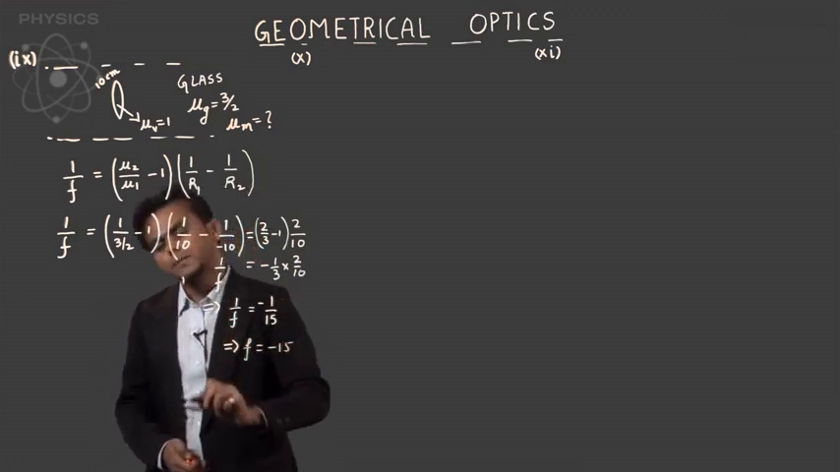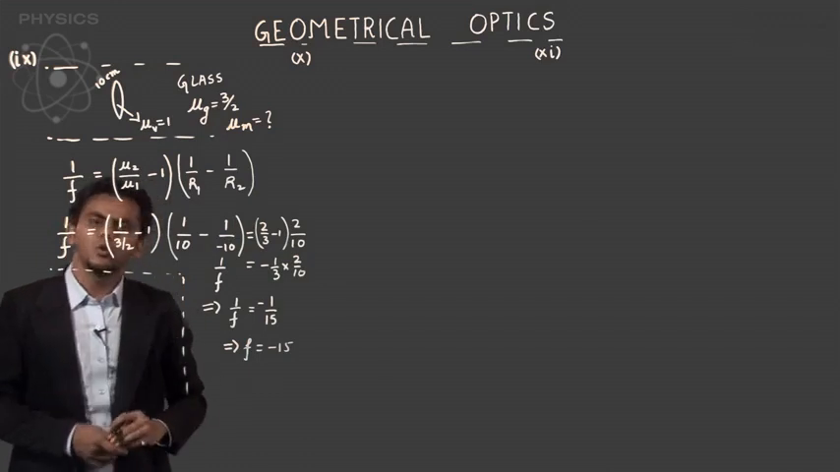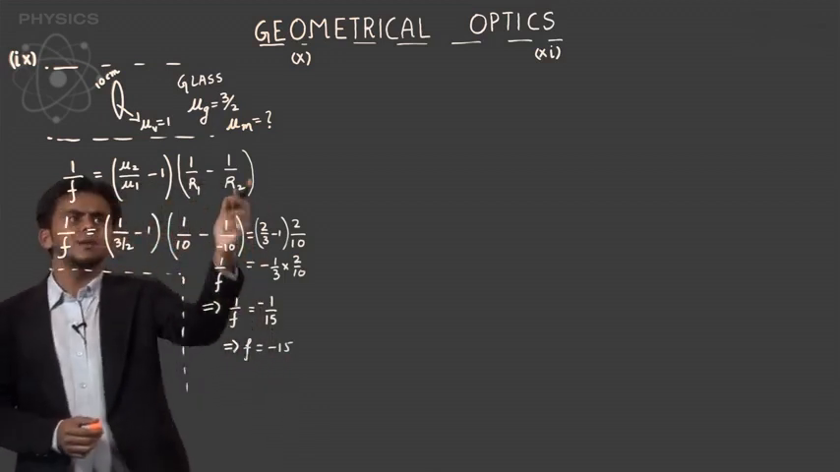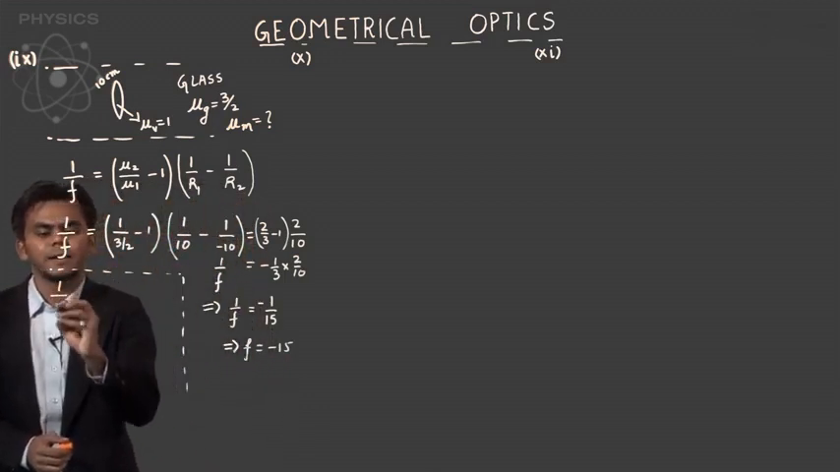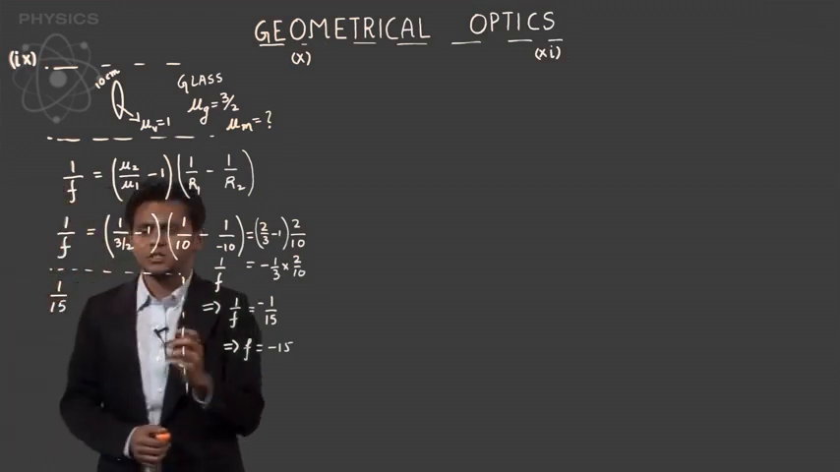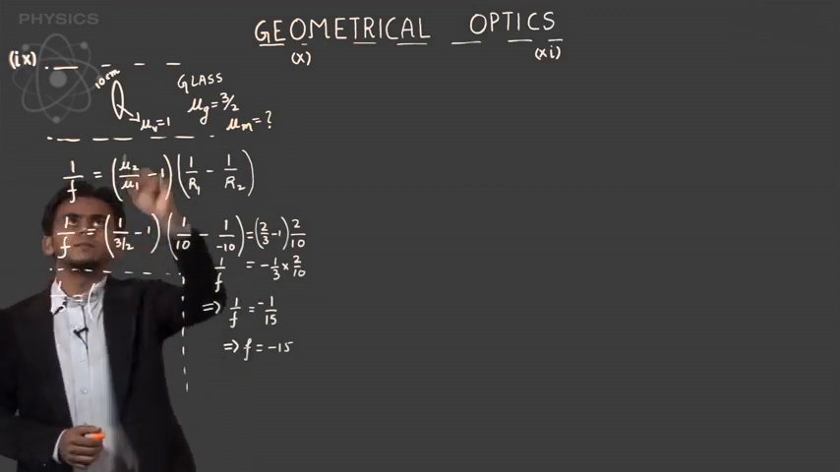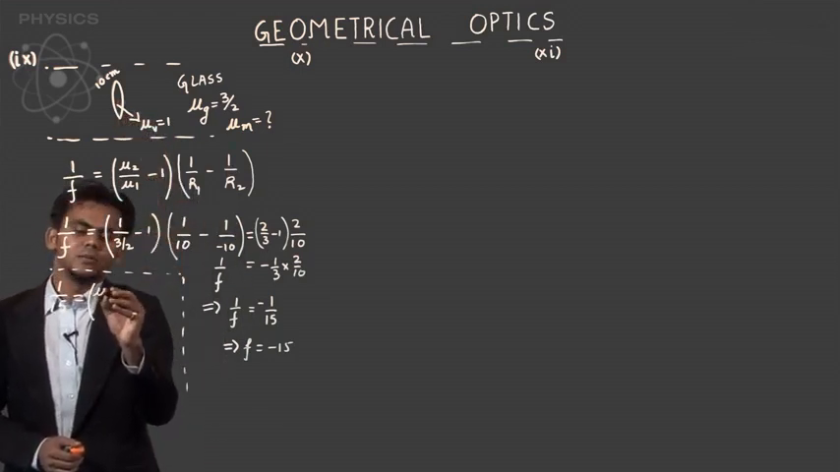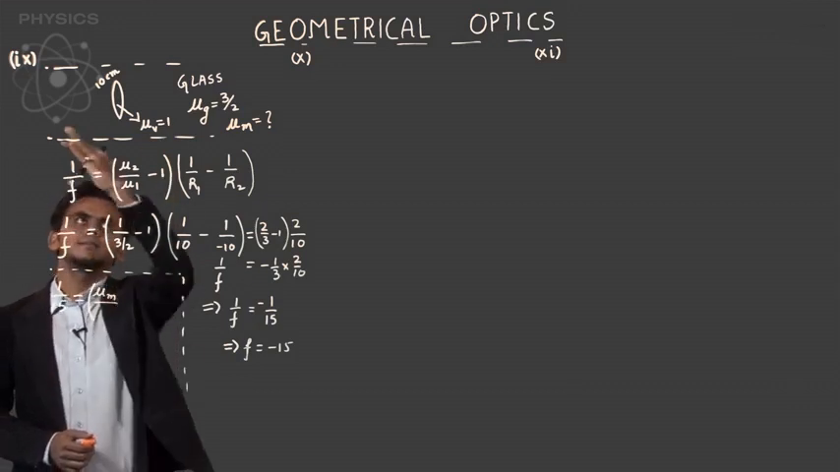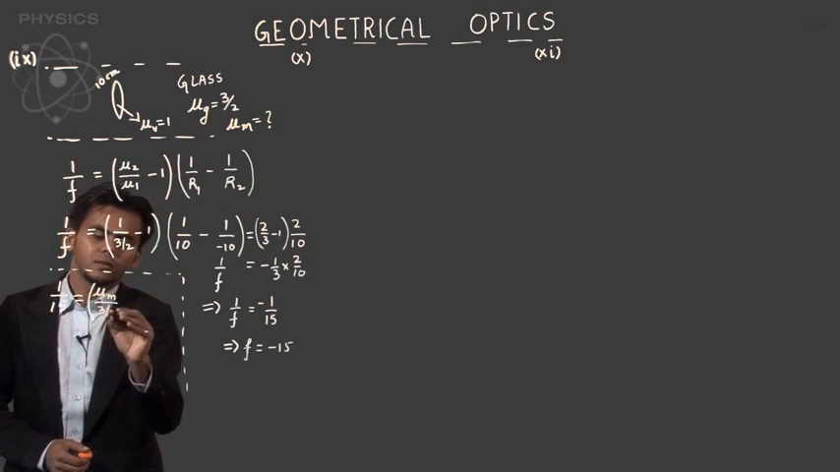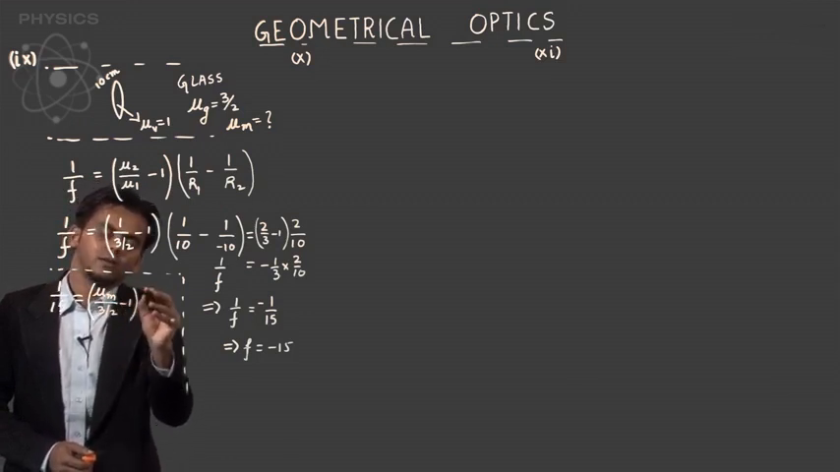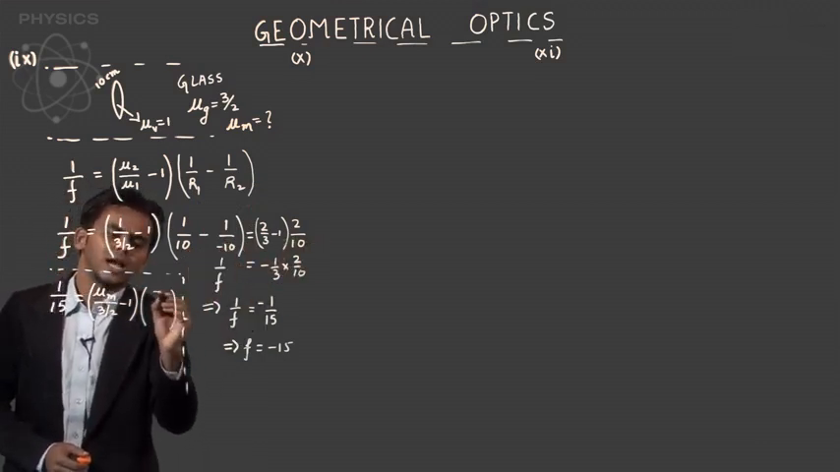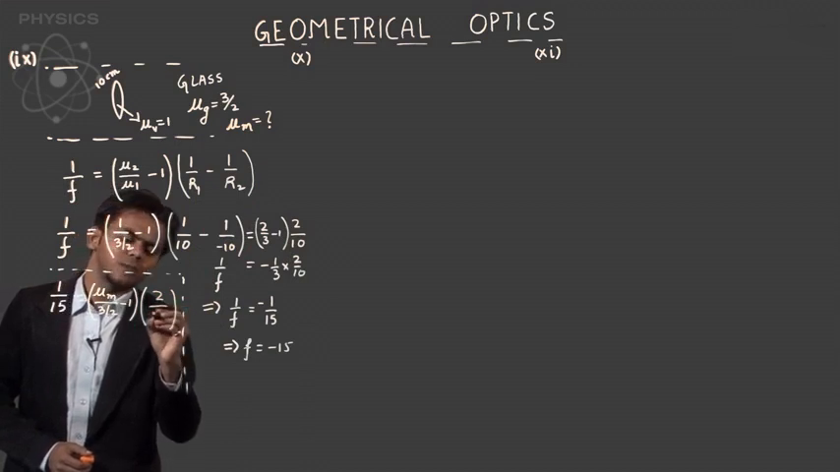In the new situation, I have to fill it with a medium so as f changes the sign but not the magnitude. So if I use the same lens maker's formula now, what I'll have is 1 by 15. Only the sign has changed and medium has changed. In place of air or vacuum, I'm putting some medium, mu m. So mu m upon glass, because glass is the surrounding over here, 3 by 2 minus 1, and the same thing is copied down. This is not changed. I'll just write 2 by 10 over here. I'll not do the same calculation again and again. That is kind of disrespecting your intellect.